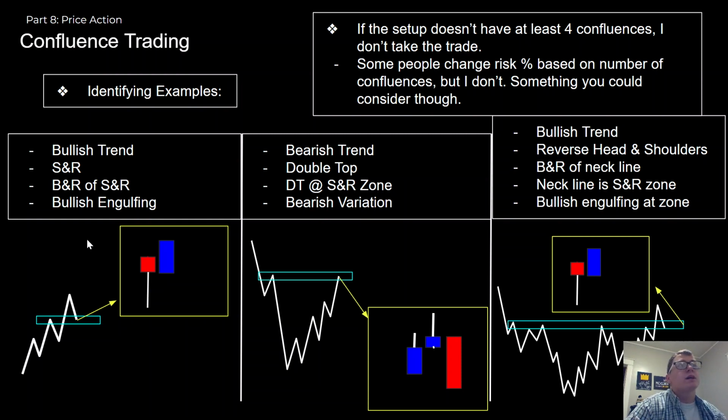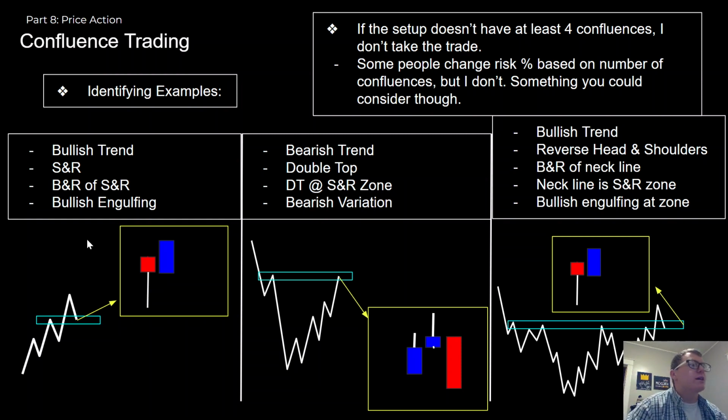Something that my mentor does is he changes his risk percentage based on the number of confluences he has on any given trade. But I do not do that. I simply risk 1% every single trade. It doesn't matter if I have 4 confluences or 19, which I don't have 19 confluences, but you get what I'm saying. And that is just something you can consider.